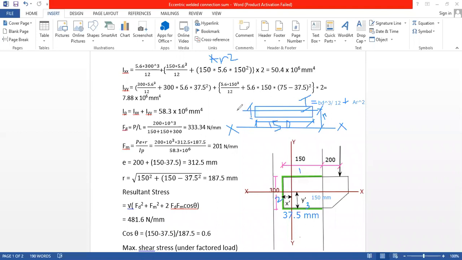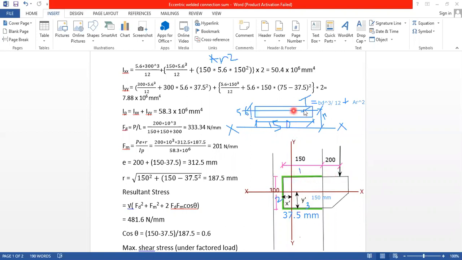Okay, into 5.6. So A is 150 mm into 5.6 into 150 square. Now what is this 150 square? If you look at this diagram, the x-x axis is lying at a distance of 150 mm from this strip.